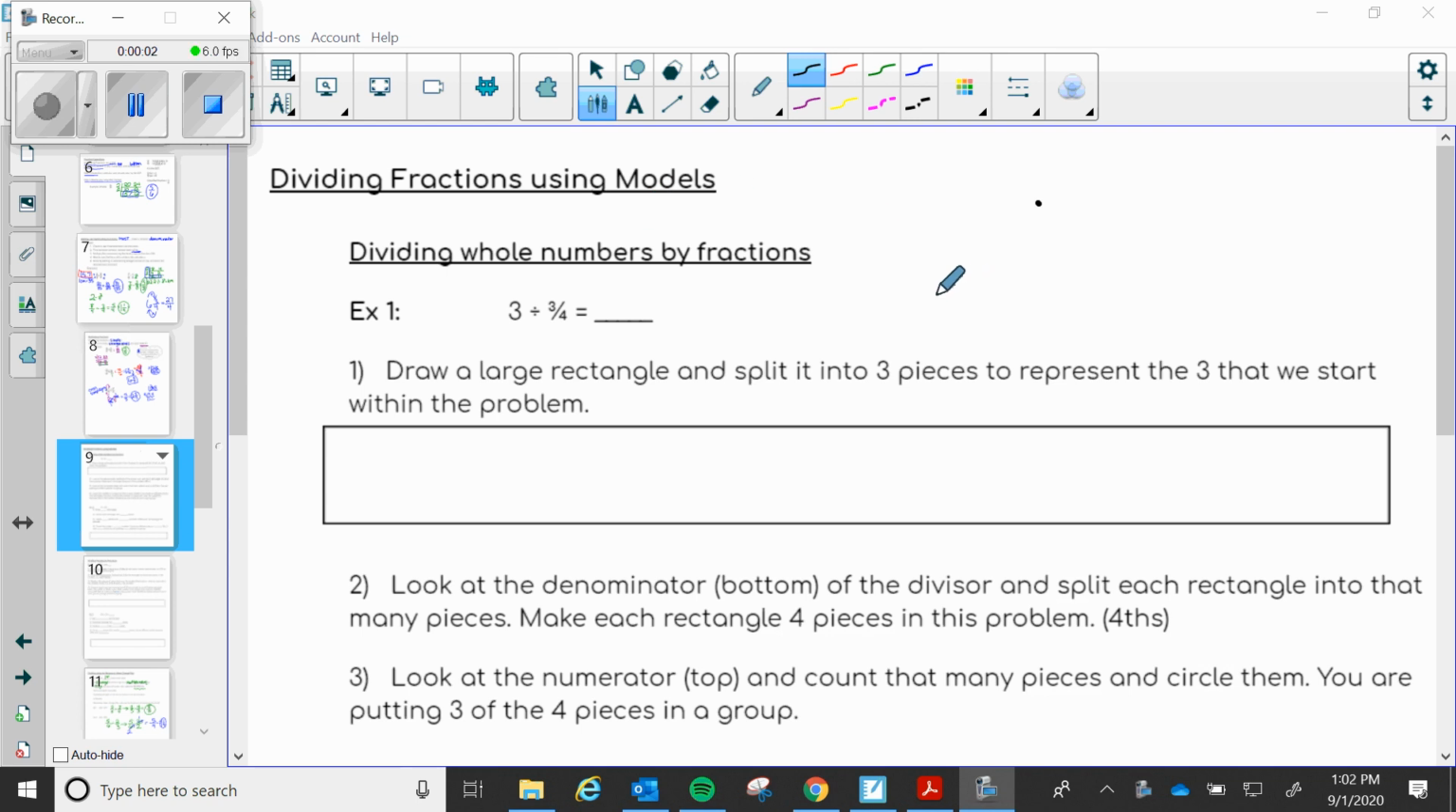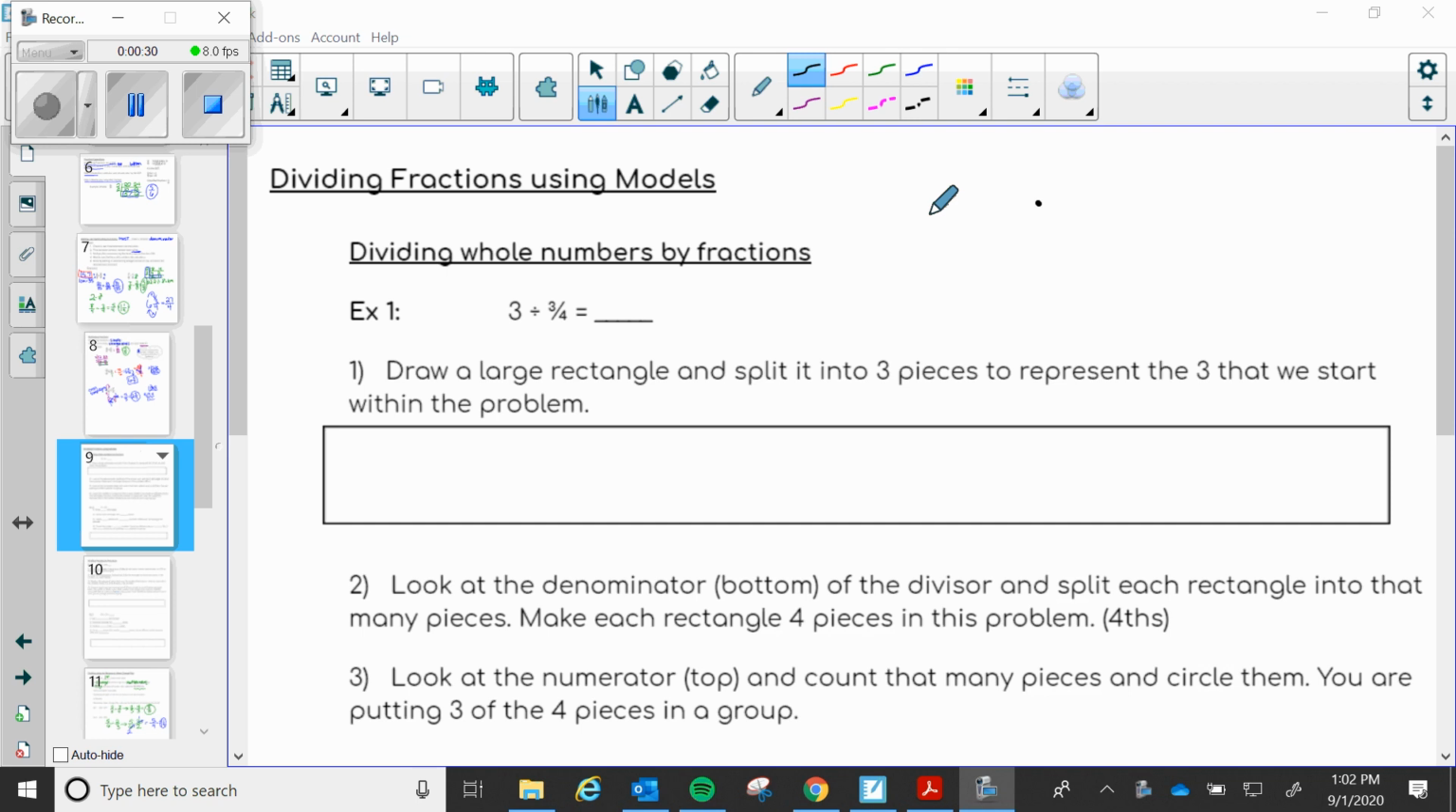Hello, everybody. So today's lesson is over dividing fractions using models. So this is just a different way to show how to divide fractions. For all my visual learners, this is going to be something that hopefully you really like and understand. And even if you're not a visual learner, it's just a really good way that you can visualize dividing fractions.